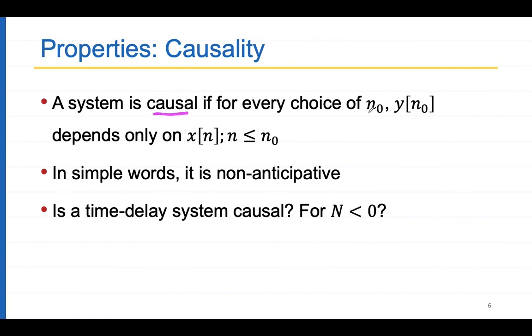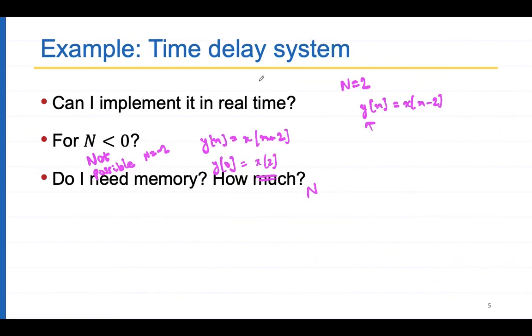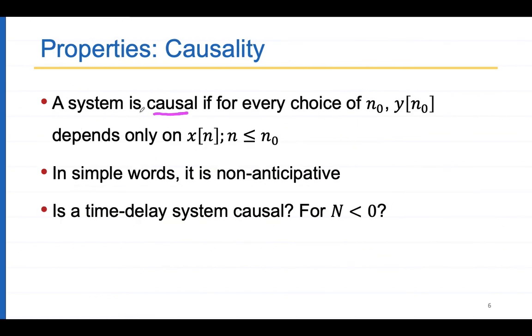if for every choice of n naught, y of n naught depends only on x of n, for n less than or equal to n naught. Why did we come to this problem? Because we saw that a system cannot be implemented in real time if it depends on future values, right? I'll go back to the example here. So in the time delay system, if my capital N is less than 0, it is not possible to implement such a system in real time. So that is what a causal system is: one which can be implemented in real time because it does not depend on the future values. That is the whole idea, the intuitive understanding.